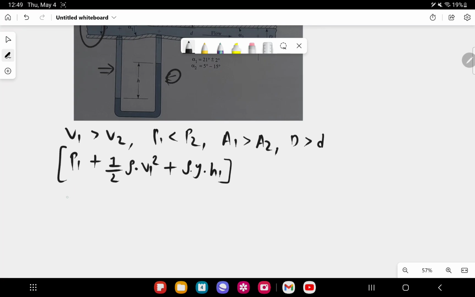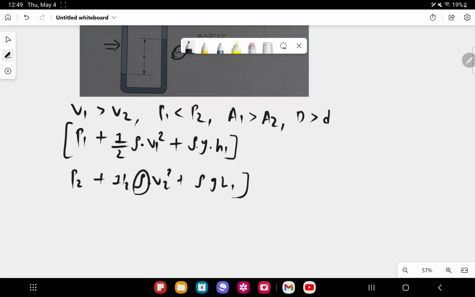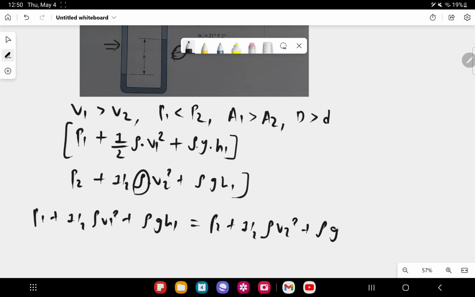Now the total pressure at section 2 is P2 plus 1/2 rho V2 squared plus rho g H2. Now rho, the density of the fluid, remains constant as the fluid is incompressible. Now assume there is no energy loss, then the total pressure at section 1 is equal to the total pressure at section 2. Therefore P1 plus 1/2 rho V1 squared plus rho g H1 is equal to P2 plus 1/2 rho V2 squared plus rho g H2.